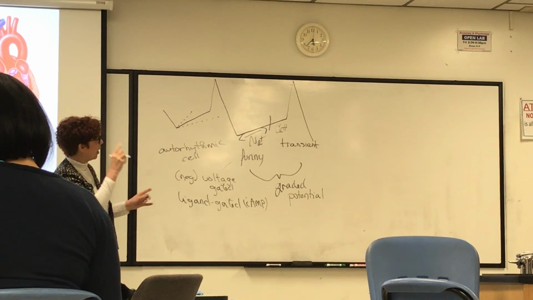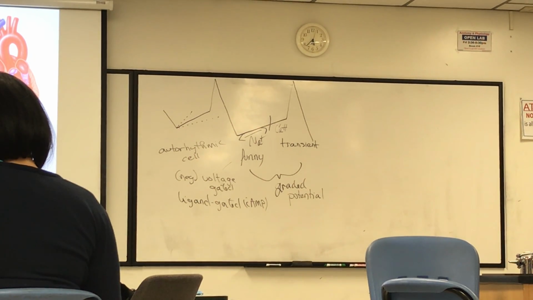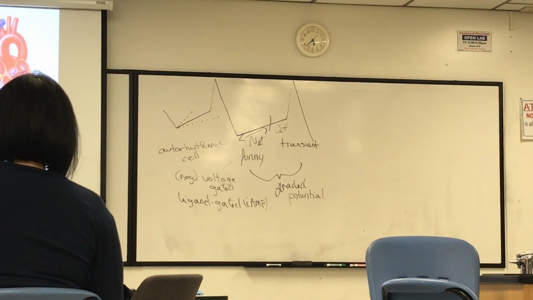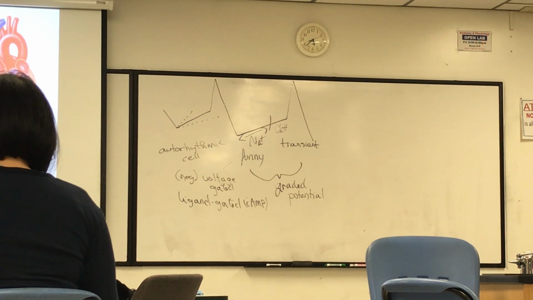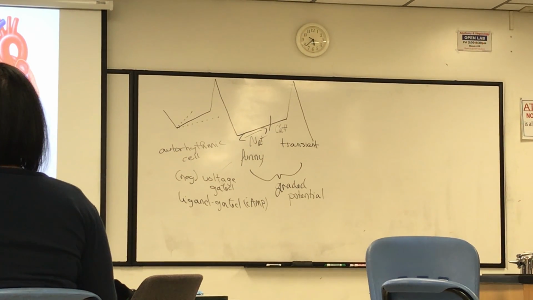So the sympathetic nervous system changes which component of our action potential in the autorhythmic cell? Does it change the graded potential or does it change the action potential? The graded potential, okay?